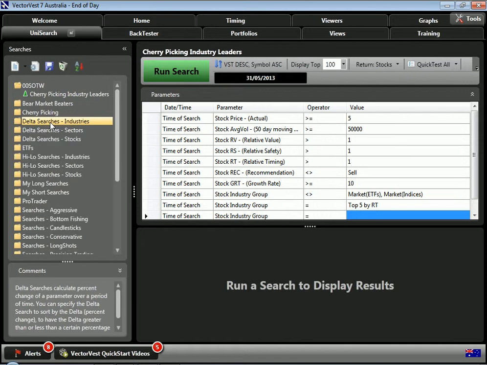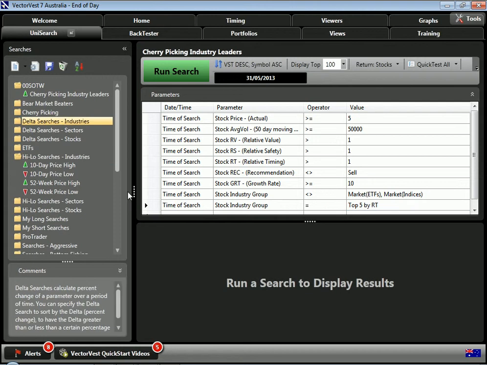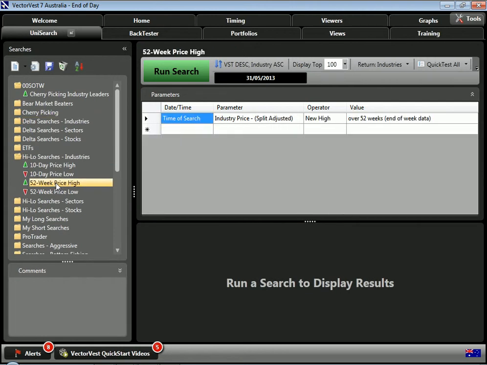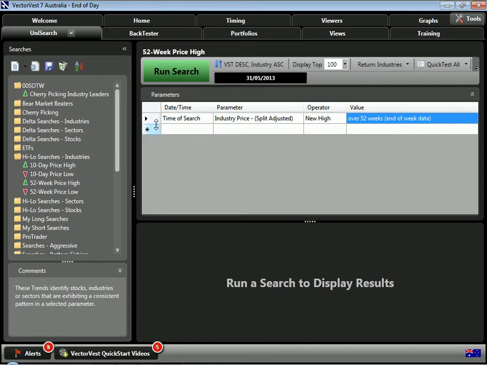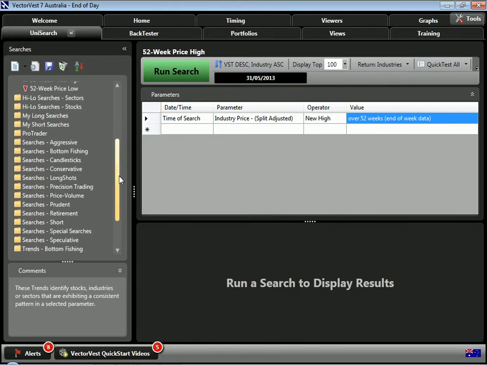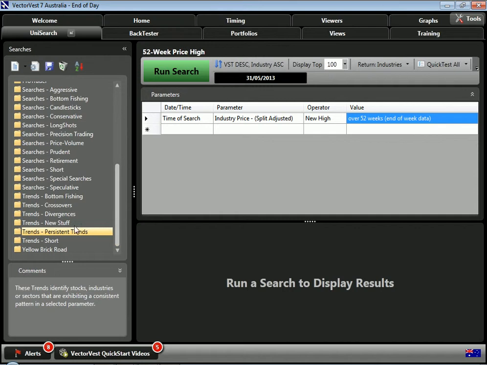We'll close our delta searches, and the next thing I see are high-low searches. High-low searches are pretty straightforward. We're simply looking for a new price high or price low for the industry over different intervals in time. Obviously a great indication of rising industry price. And finally, let's scroll down to the trends section. I've highlighted trends, persistent trends.